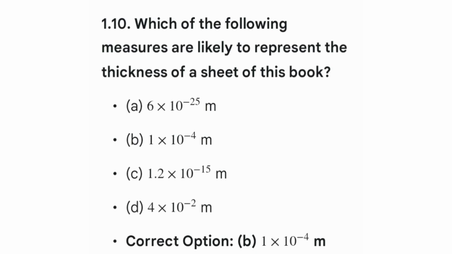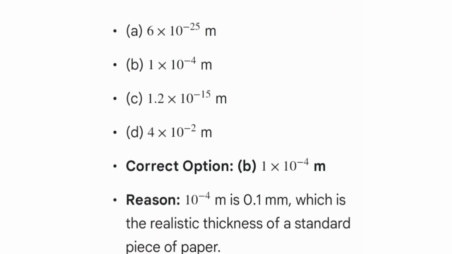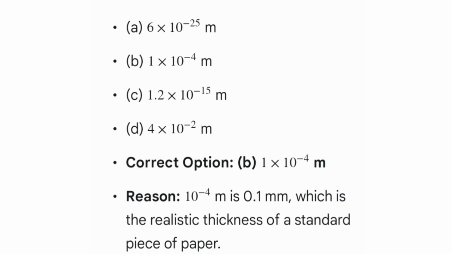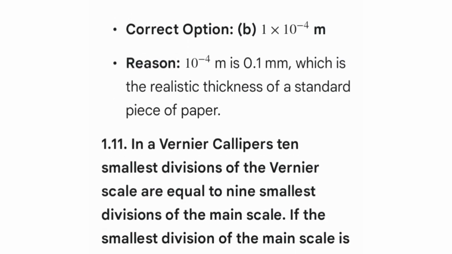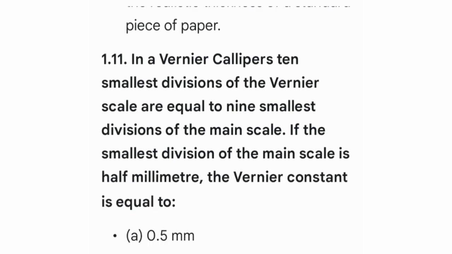MCQ 1.10. Which of the following measures is likely to represent the thickness of a sheet of this book? 6 × 10 power minus 25, 1 × 10 power minus 4, 1.2 × 10 power minus 15, 4 × 10 power minus 2. The correct option is 1 × 10 power minus 4 meter. Typically the thickness of a page of the book is 10 power minus 4 meter. Further you can confirm by using the micrometer screw gauge. You can measure the thickness of the page of your book by yourself using micrometer screw gauge.